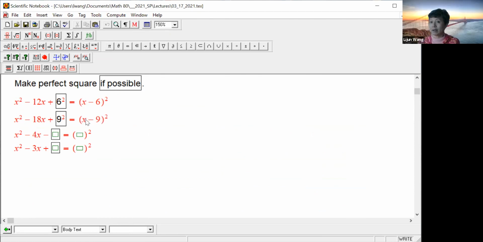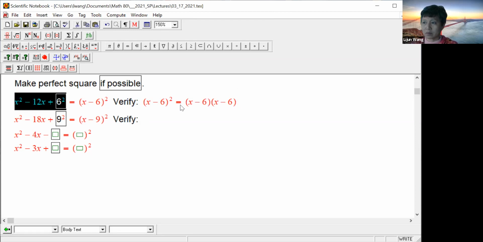Can we verify? If we're not sure, we can always check, right? As long as we know how to check it, we can verify whether we got it right or wrong. So can you verify these? It's just X minus 6 times X minus 6, right? When you FOIL this, are you gonna get what's given?